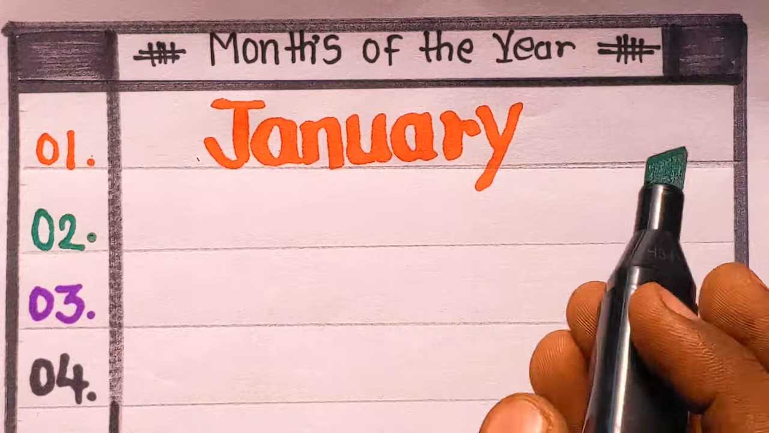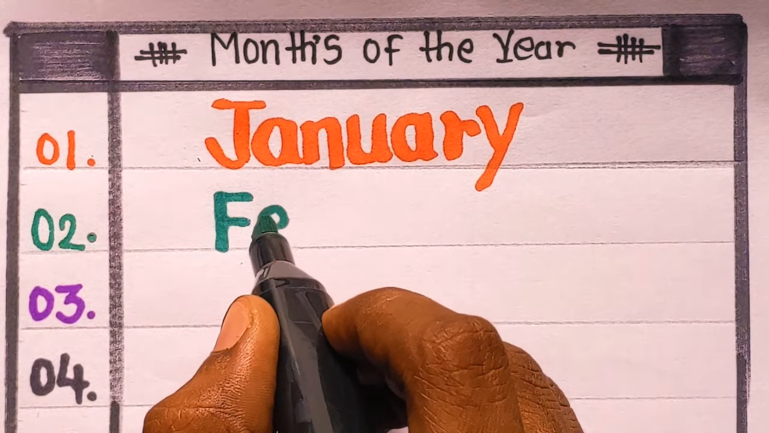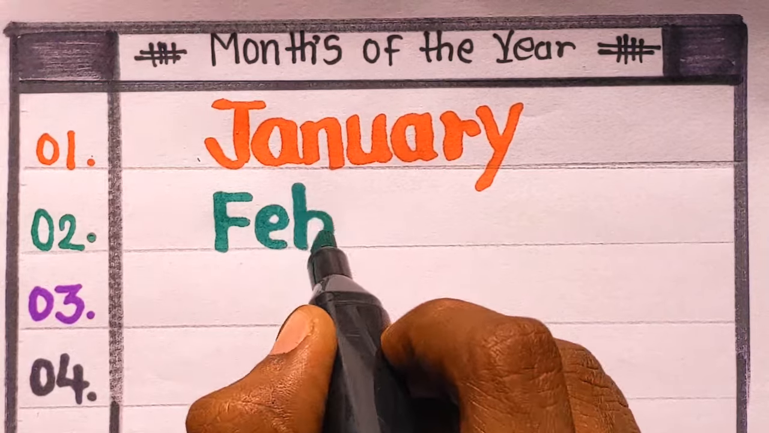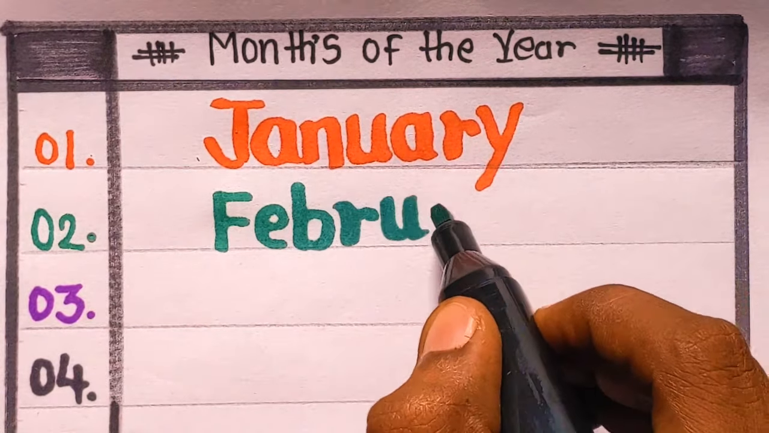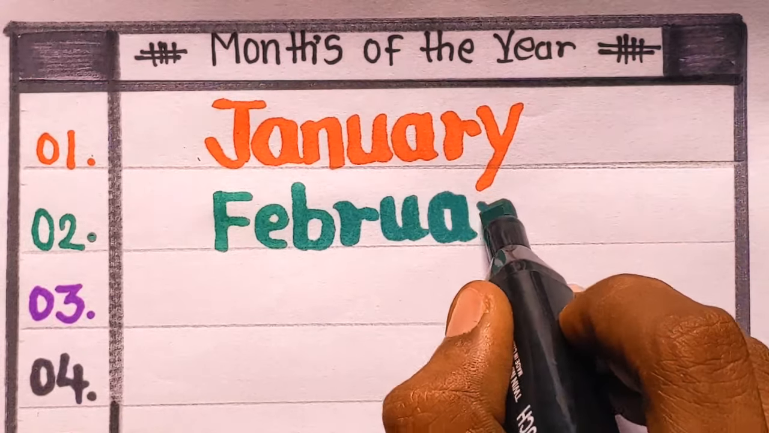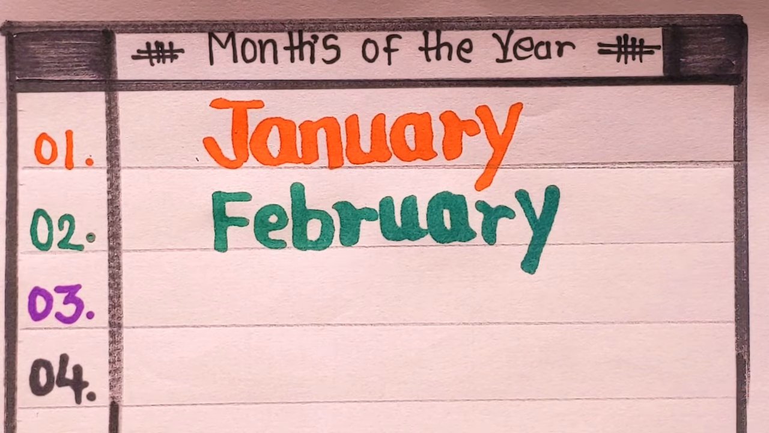Number second is February. F E B R U A R Y, February, green color.